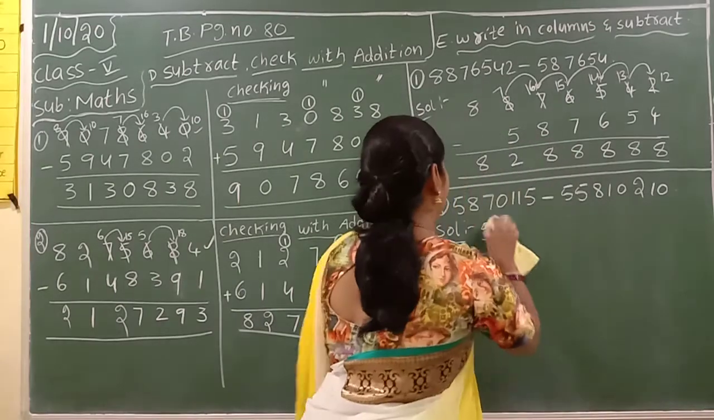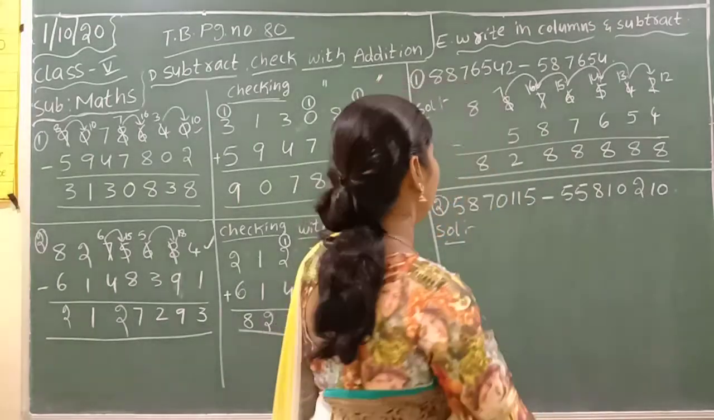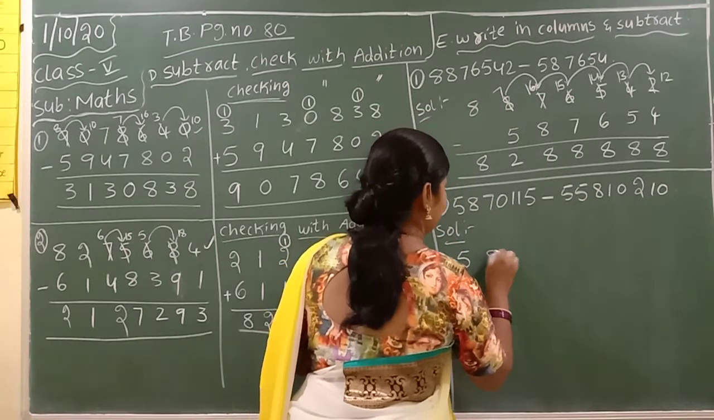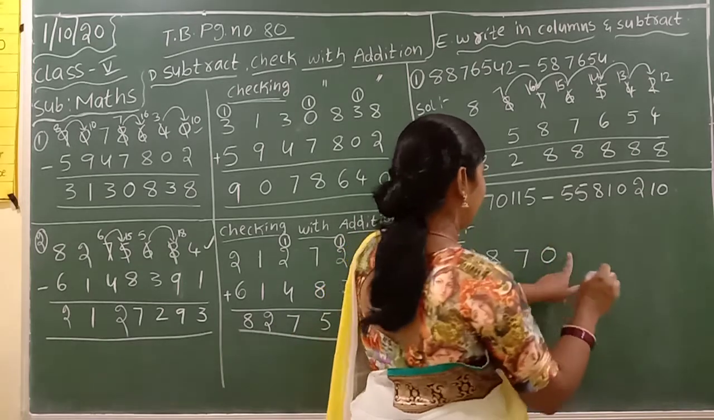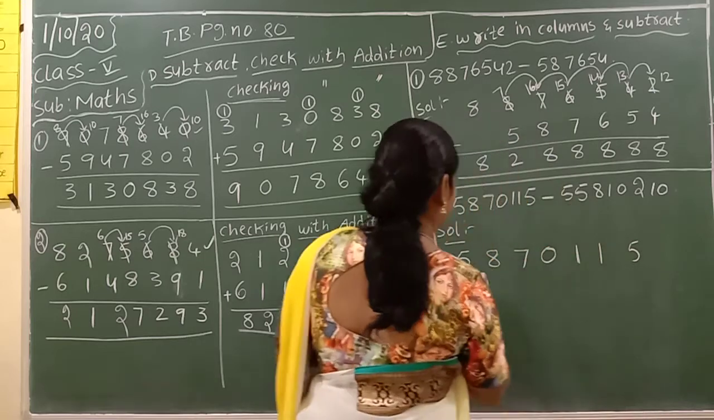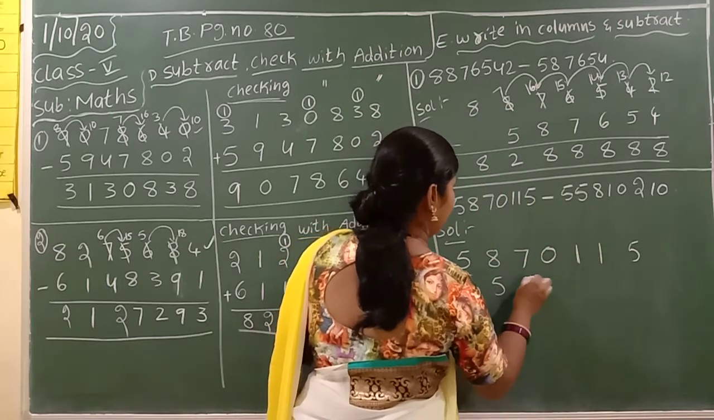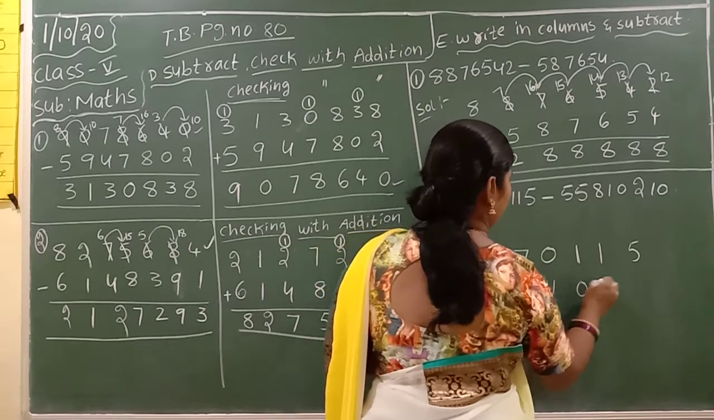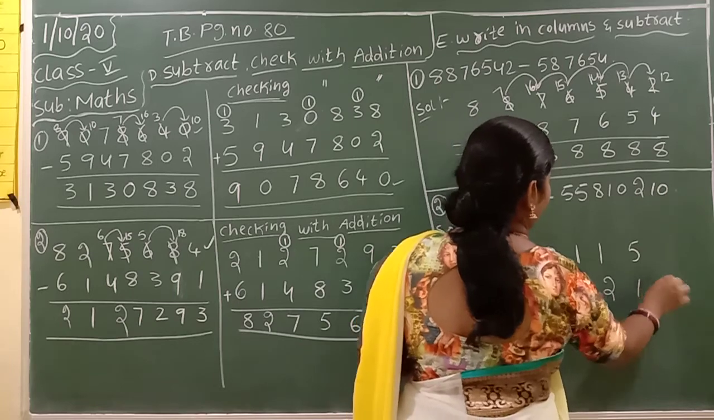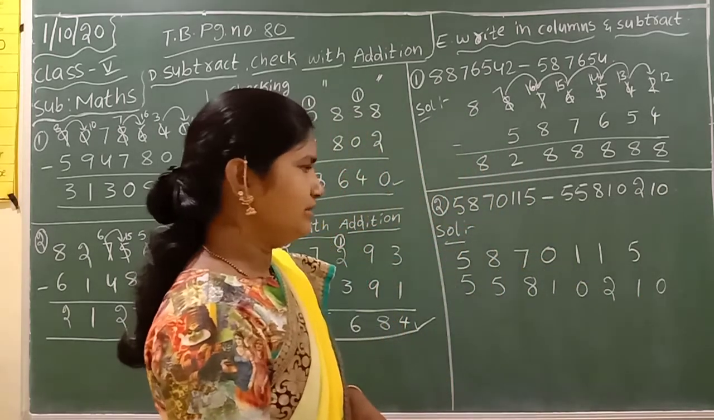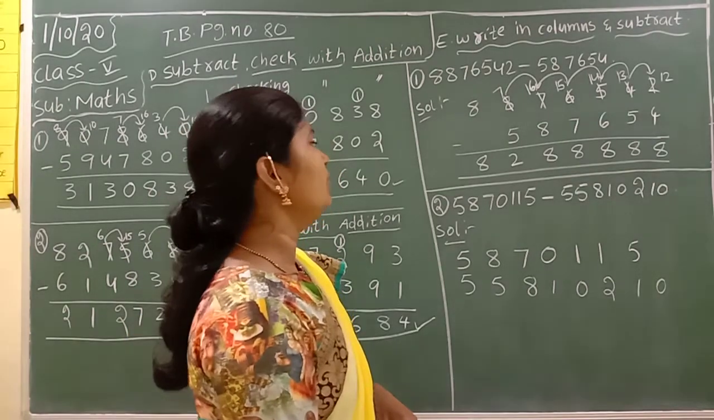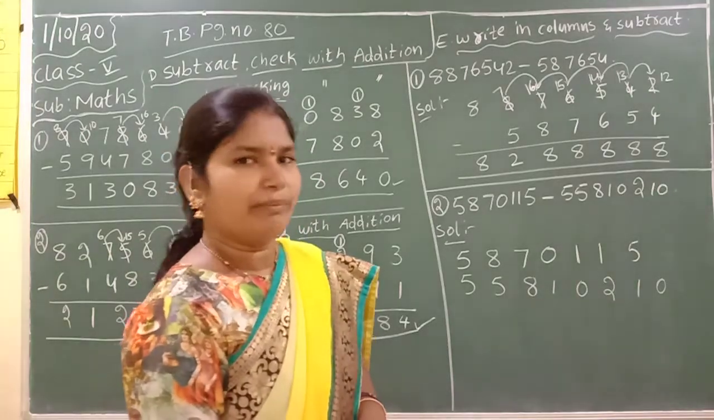See here. For the carrying and borrowing numbers you have to leave some space. Okay, 5, 8, 7, 0. After one number, leave a finger space for easily recognizing the numbers. Next, 5, 5, 8, 1, 0, 2, 1, 0. See, is it correct, arranging like this? No, it is wrong.